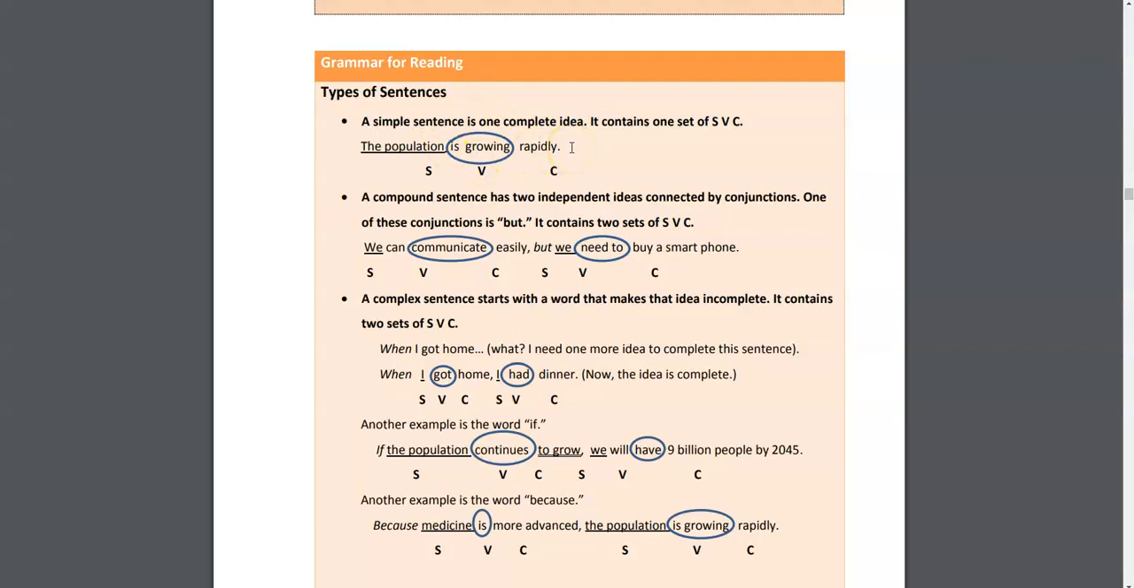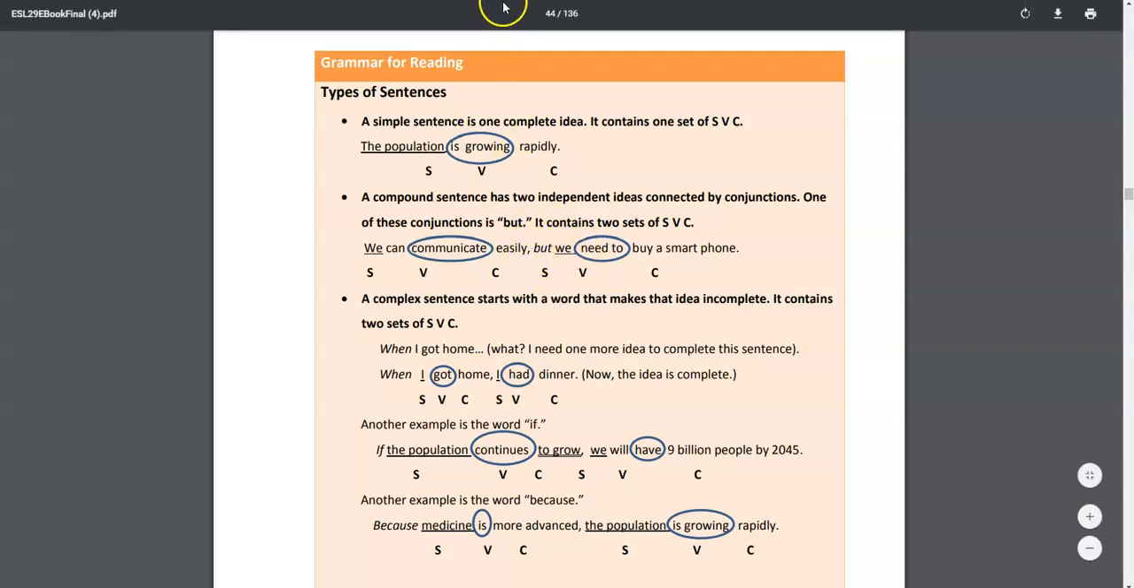That's one simple sentence. But a sentence can have two ideas connected with a connector. This is an example. Okay? It's called compound. So you have one idea, we can communicate easily. And we have another idea, we need to buy a smartphone. Then I connect these two with the word but and a comma.